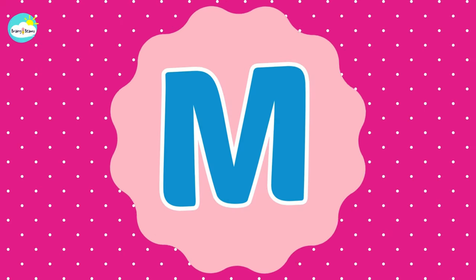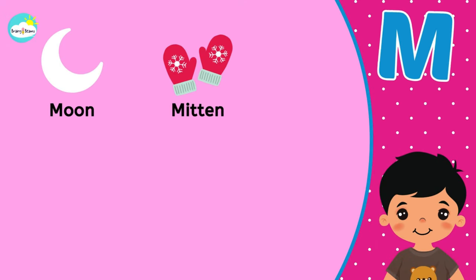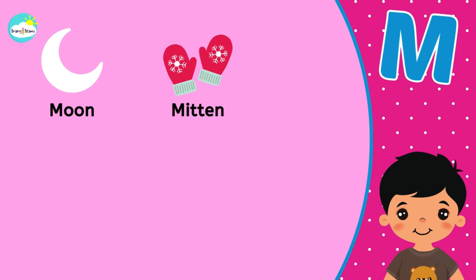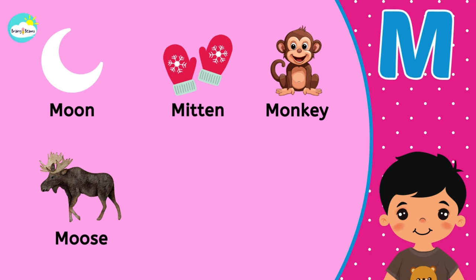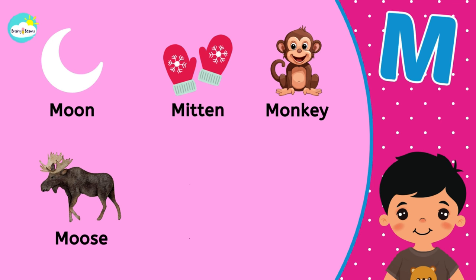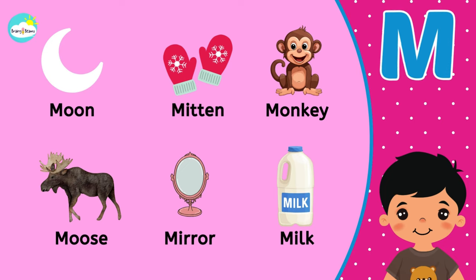M. M is for moon. M is for mitten. M is for monkey. M is for moose. M is for mirror. M is for milk.